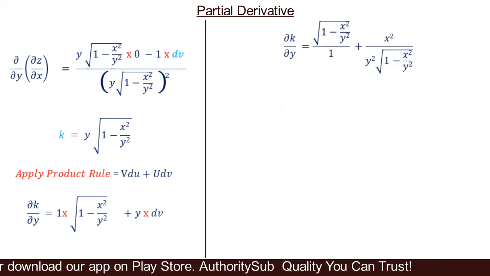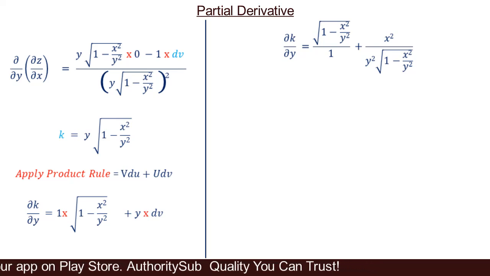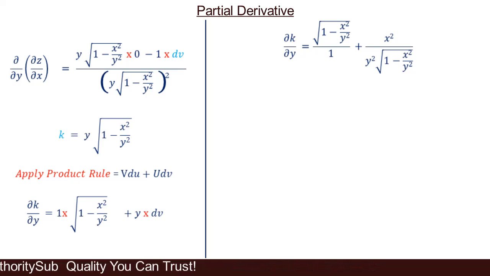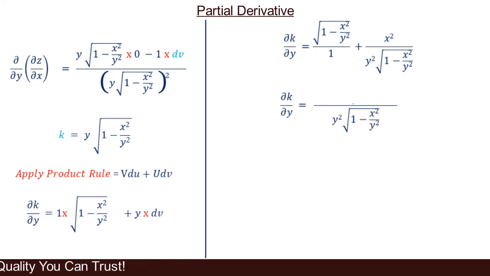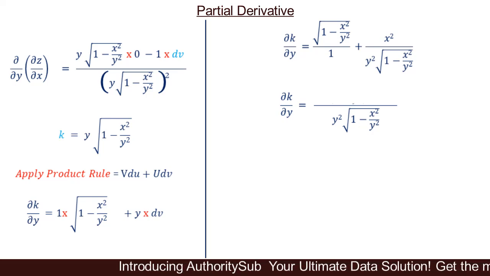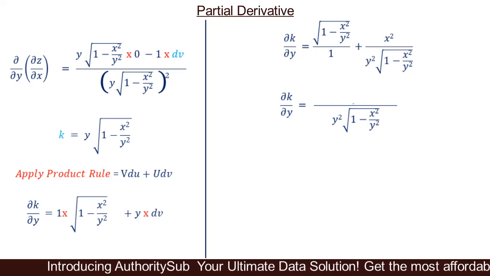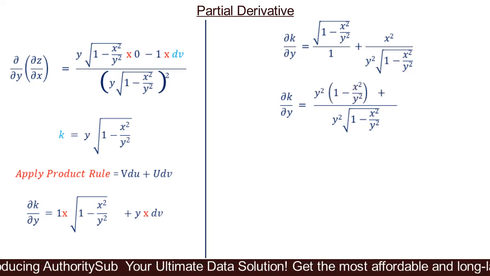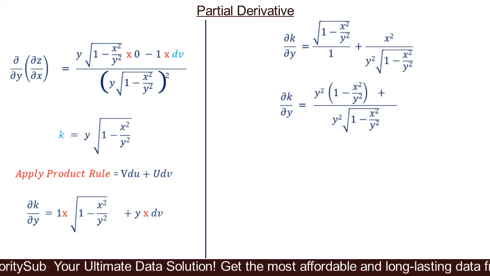So combining the two together, we're going to look for the LCM. Looking for the LCM is what? It is y squared square root of 1 minus x squared all over y squared. So when you say y squared square root of 1 minus x squared all over y squared divided by 1, that is the denominator here, right? In this first part, it is going to give you the same thing, multiplied by the numerator, which is square root of 1 minus x squared all over y squared. When we multiply by the numerator, we're going to have y squared, open bracket, 1 minus x squared all over y squared. How do you do this?